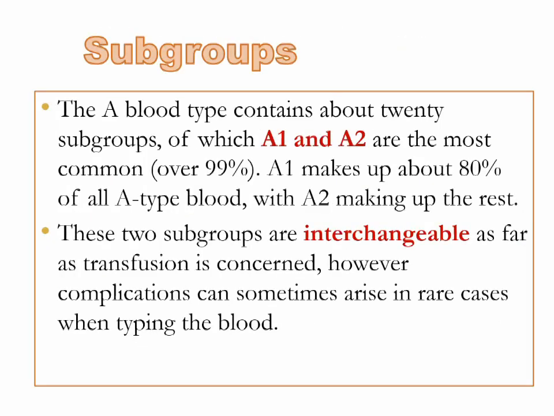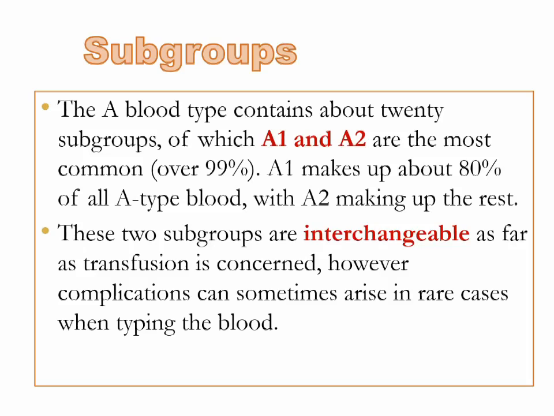Another piece of information is the subgroups. As we have known, we have the A group, the B group, the AB, and the O. There are subgroups below the blood type. For example, the A blood type contains about 20 subgroups: A1, A2, A3, A4, until A20. A1 and A2 are the most common. A1 makes up about 80%, and the remainder is A2. What's known is that these two subgroups are interchangeable and compatible.